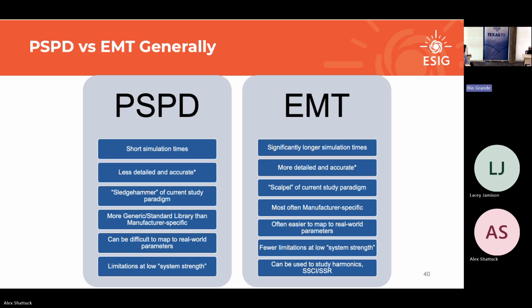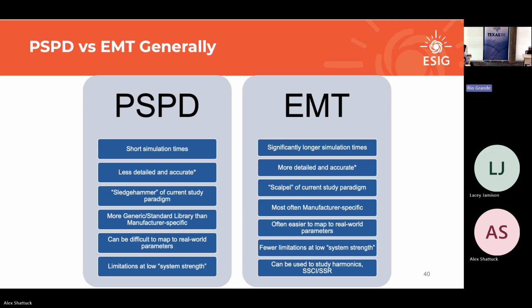Part of the reason is the level of detail and accuracy is very different. There's a star there because those are generalizations. There are some manufacturers or model builders who build really bad EMT models. They're not accurate. But generally speaking, you get more detail and accuracy in the EMT and less detail and accuracy in the PSPD. I'm saying here, the PSPD is kind of the sledgehammer, the everyday tool. We're using it to hammer the study process into submission because we have too much work to do. It's our everyday tool. We're using it for every task. We've got to break a rock, sledgehammer, break something else, sledgehammer.